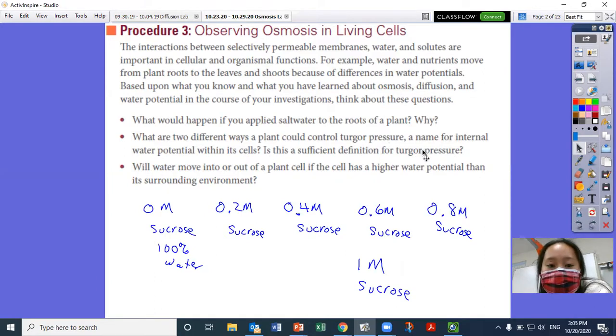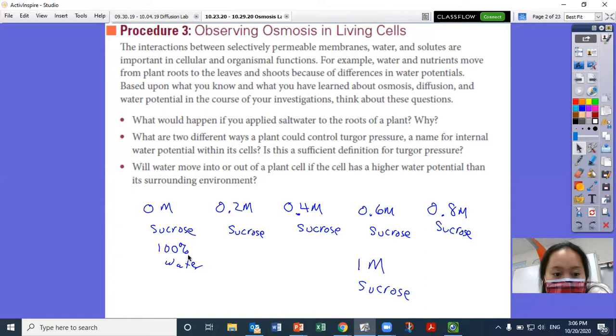So plants also have this thing inside of their cells called a vacuole where they can store water, and they could purposefully fill the vacuole or push the water out of the vacuole to make sure that their cells are filled or not filled. Will water move into or out of a plant cell if the cell has a higher water potential than its surrounding environment? This is what you should know now after we did the water potential calculations. You should know that water flows from high to low water potential, so it's going to go wherever it is lower, okay?